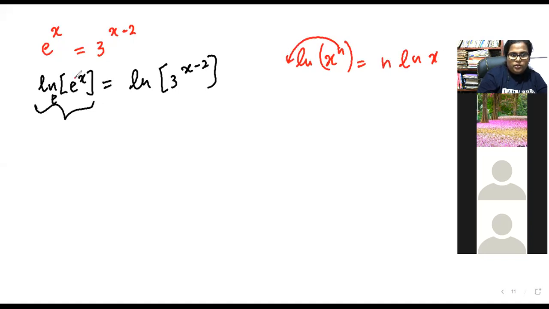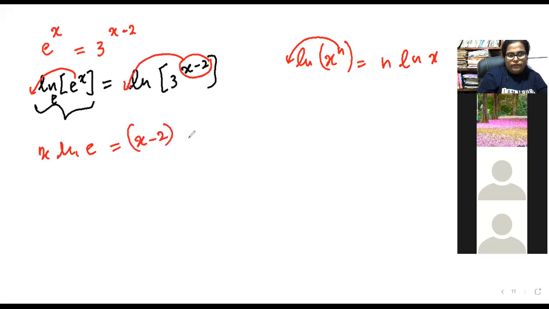So here also we can write this one as x ln e equals, the power of this one is x minus 2. So you can take this x minus 2 in front of this one and write it as ln 3. Right? So here x ln e, here ln e is 1. You can take this value by the calculator.